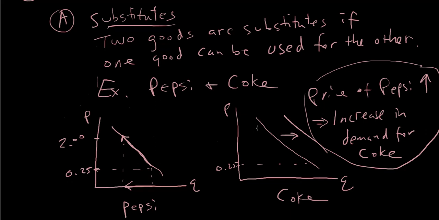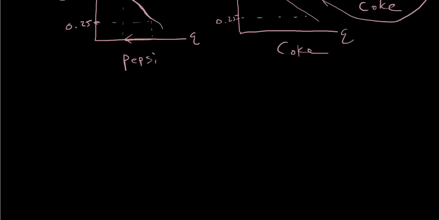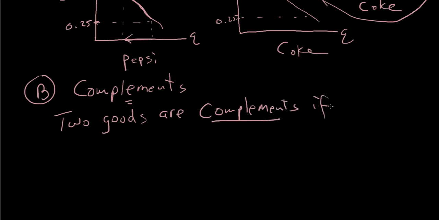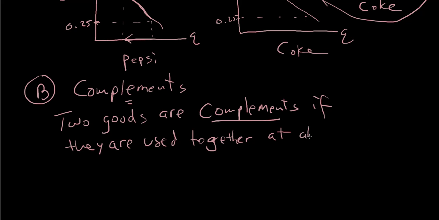Okay. So the second type of related goods, say B, is called complementary goods, complements, with an E here. So here, two goods are complements if they are used together all the time, at all times.